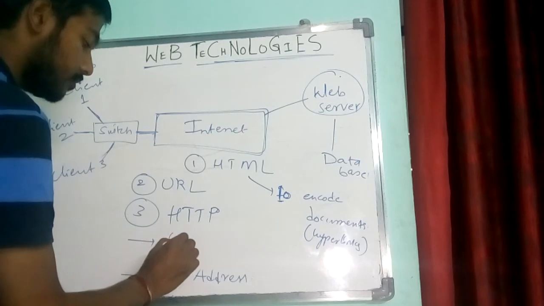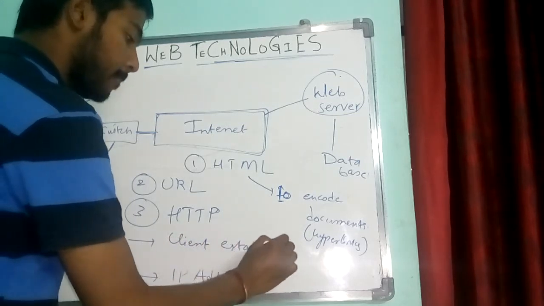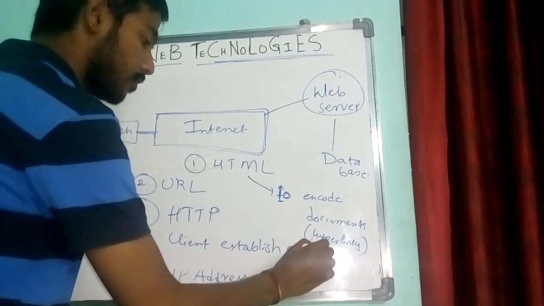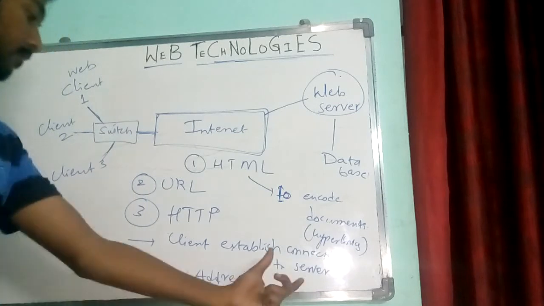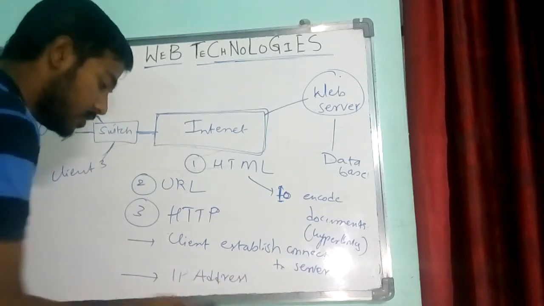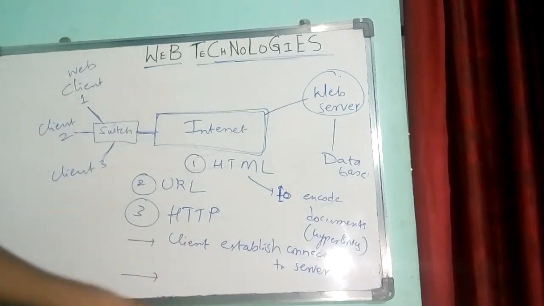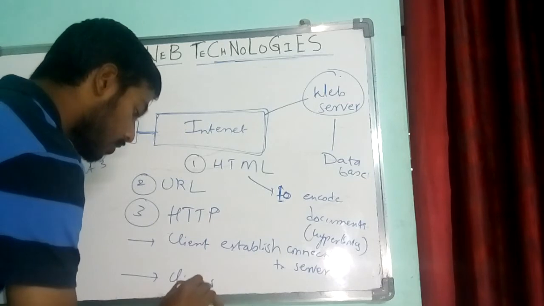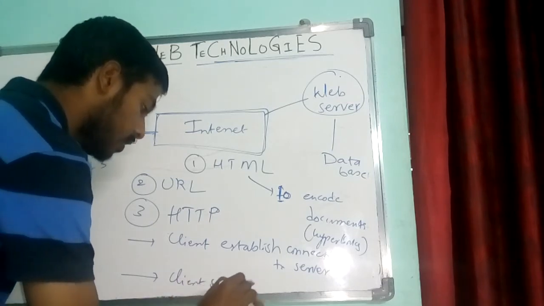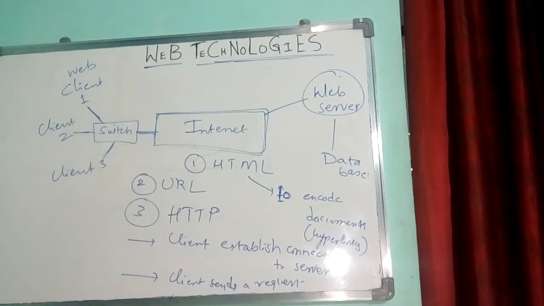the client establishes a connection to the server. Here, that is the first thing. The next is, after establishing a connection, this client sends a request. The client sends a request to a server.